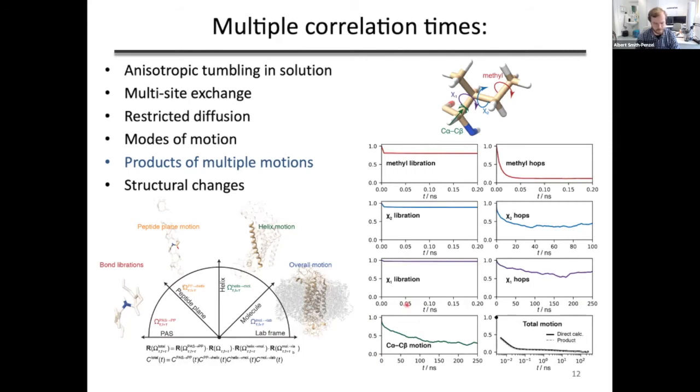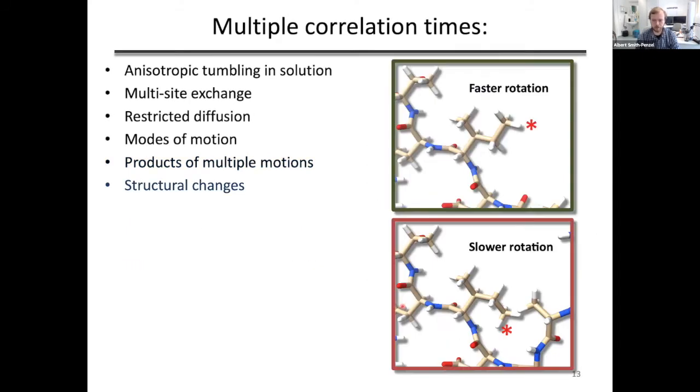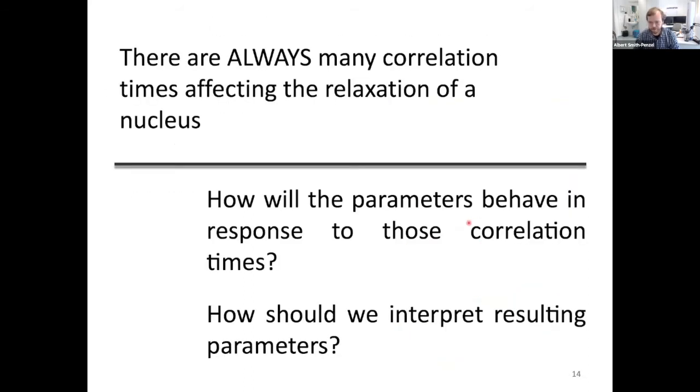And the final thing to consider is, well, why might I have multiple correlation times? I may have some process like the methyl rotation here, and some slow motion can reconfigure the system, and it changes the rate of the fast motion. So that will also manifest as multiple correlation times. So one of the most important things I want to impress on you here is that there's always going to be many correlation times affecting the relaxation of the nucleus.